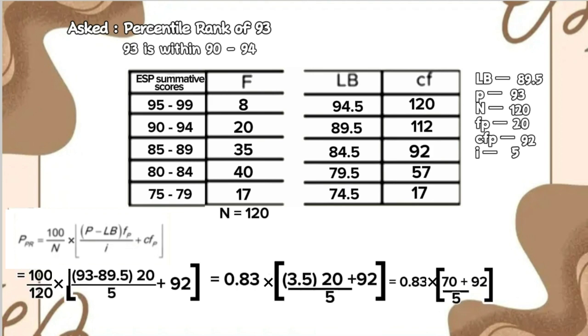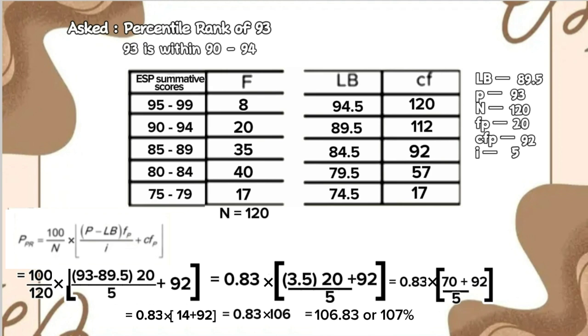Substitute all the variables in the formula and follow the PEMDAS rule and simplify. 100 divided by 120 is 0.83. 93 minus 89.5 is equal to 3.5. 3.5 times 20 is equal to 70, and still copy the remaining numbers. 70 divided by 5 is 14. Then add 14 to 92, and the answer is 106. Multiply 0.83 by 106. The answer is 106.83, and that's the final answer.